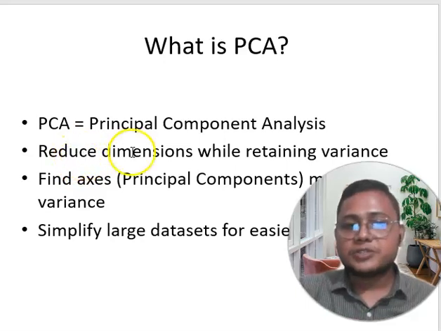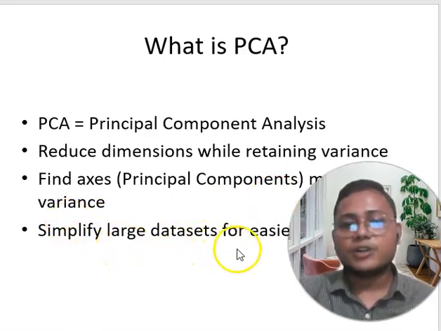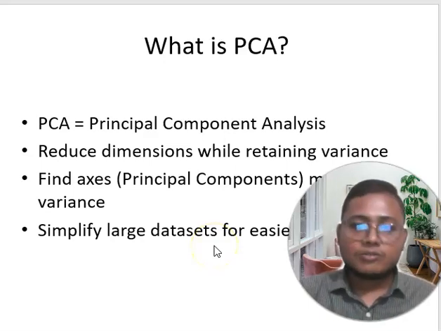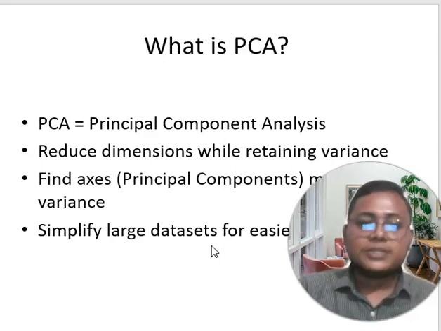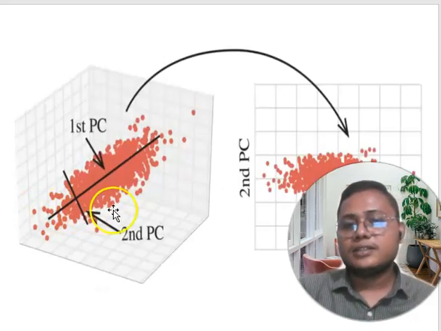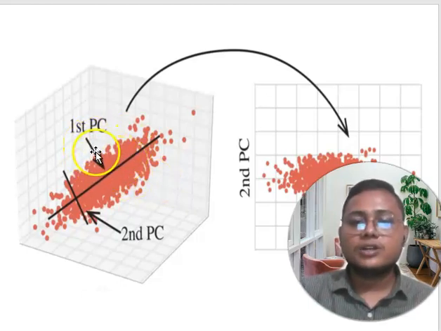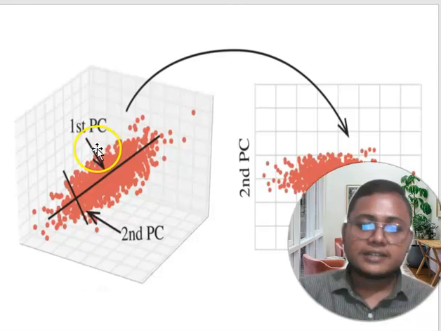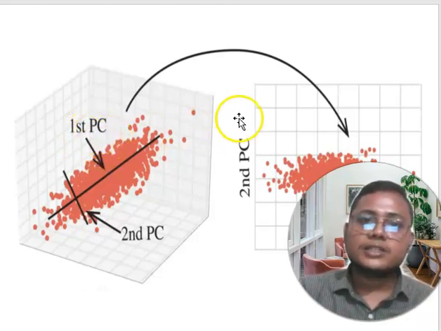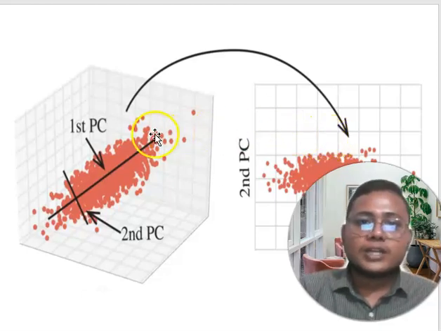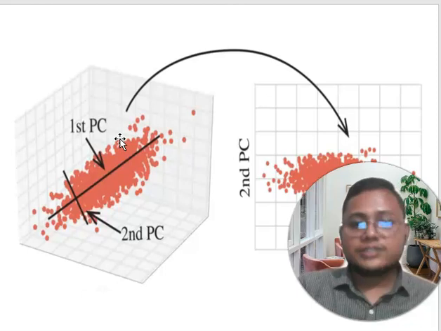So it reduces dimension while retaining variance, finds axes maximizing variance, and simplifies large data sets for easier modeling. Actually, it simplifies a large data set by reducing the complexity, by reducing the dimension. We can understand this better by visualizing a picture. Here you can see a 3D scatter plot of a data set, where the data are spread out in 3 dimensions. But here, the data set is spread out in 2 dimensions. So the dimension is reduced here.